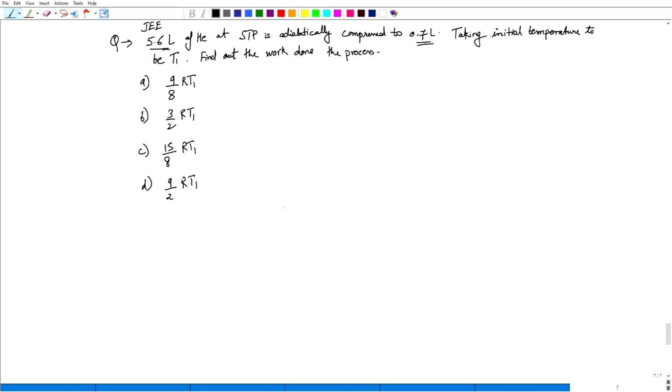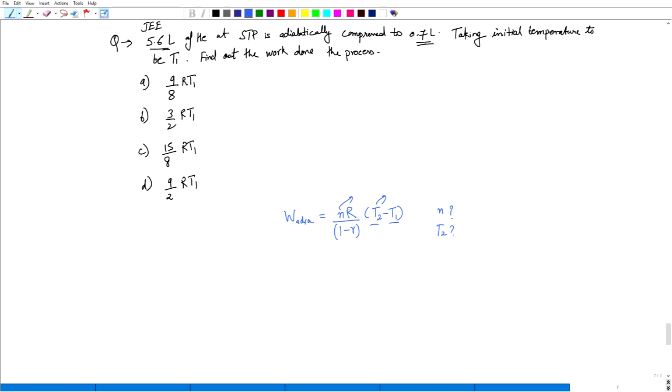So work done, we have already discussed the formula for work done when we have temperature. Work done in an adiabatic process is nothing but nR divided by 1 minus gamma, times T2 minus T1. Okay, so we have T1, and we need to find it in terms of R. We don't have n. We also don't have T2. So we have two unknowns, n and T2.